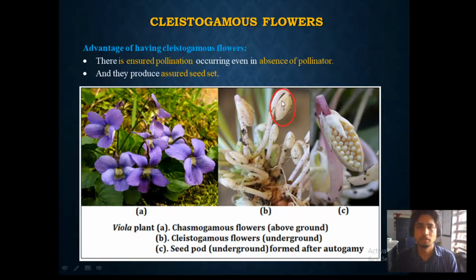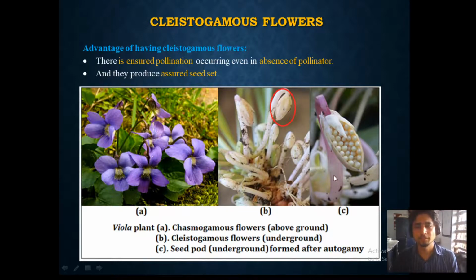There is ensured pollination here. This is the advantage of cleistogamous flowers. There is ensured pollination occurring even in the absence of a pollinator or pollinating agent. Even in the absence of honeybee or any other pollinating agent, there is ensured pollination in case of cleistogamous flowers. Whereas in the chasmogamous, if there are no pollinating agents, there could be a chance that they do not have pollination. So that's why, to ensure pollination, they have these cleistogamous flowers.